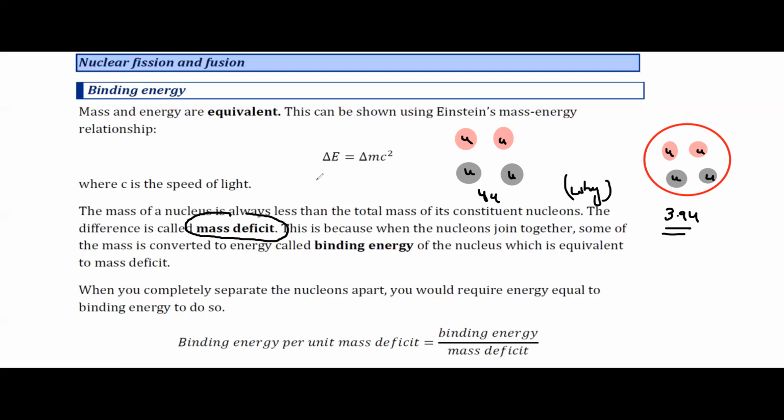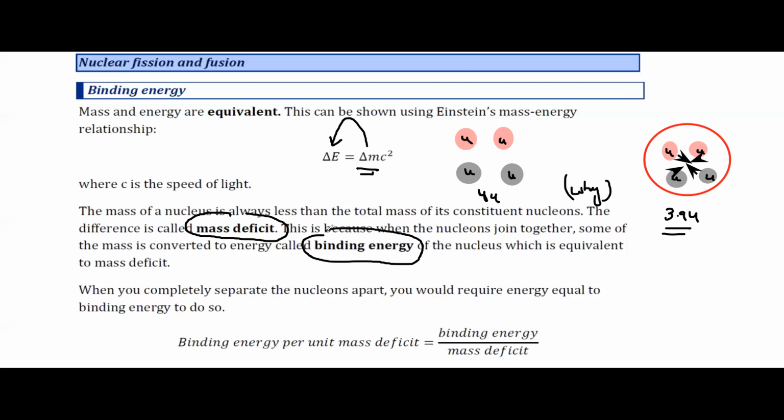And why is there a mass defect? Some of the mass is converted into energy, and that energy is used to hold the particles within the nucleus. Otherwise these particles cannot be together. So some of the mass has changed into energy, and that energy we call binding energy. So binding energy is the energy needed to bind the nucleons within the nucleus.